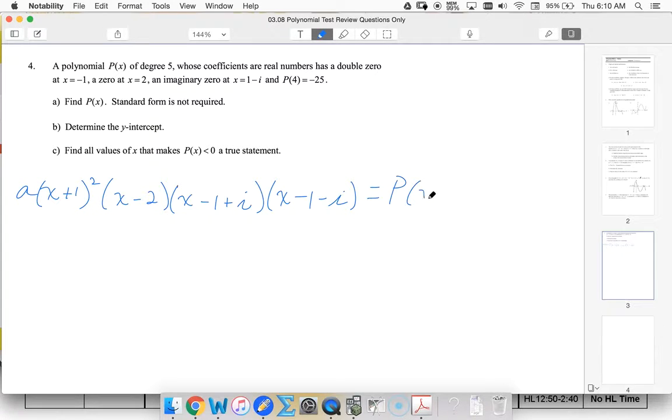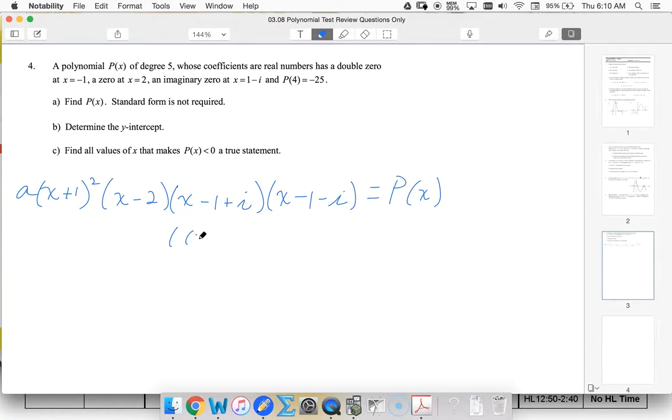And this is our p of x statement. So I'm going to multiply this out so that we have real factors. Coefficients are real numbers. We never want to leave it just like this, but we don't have to go all the way to standard form. So first let's multiply this out.